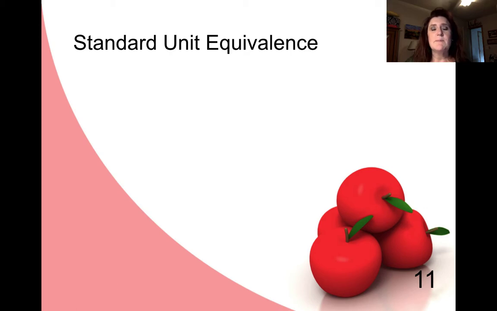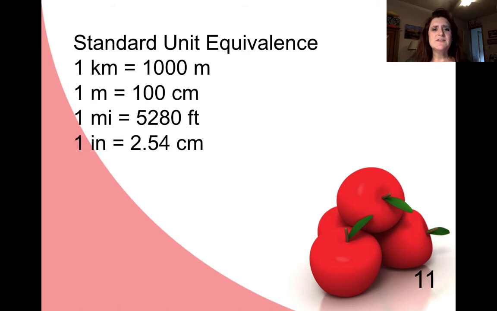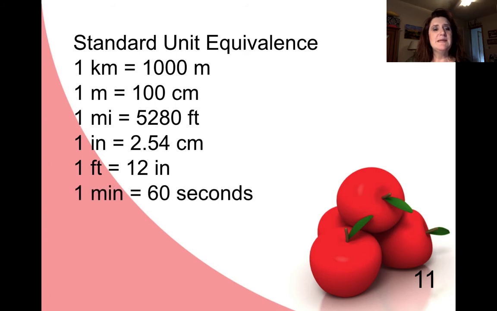New box, this would be box number 5, I believe. Standard unit equivalents. 1 kilometer is 1,000 meters. 1 meter is 100 centimeters. 1 mile is 5,280 feet. 1 inch is 2.54 centimeters. 1 foot is 12 inches. 1 minute is 60 seconds. And 1 hour is 60 minutes. Those are the only ones that you will be using in this class.